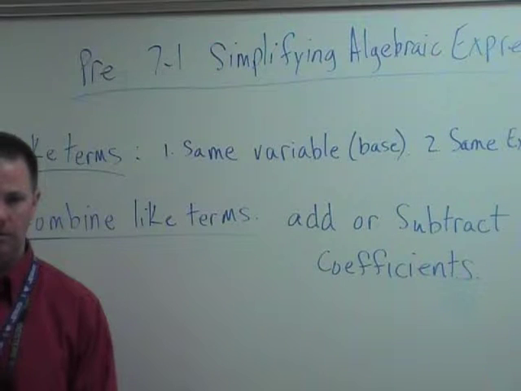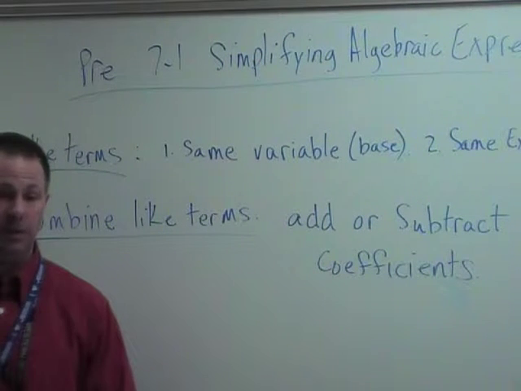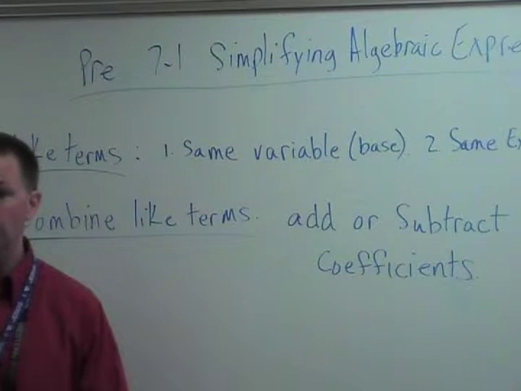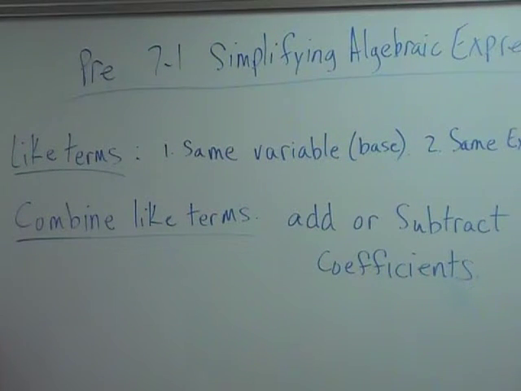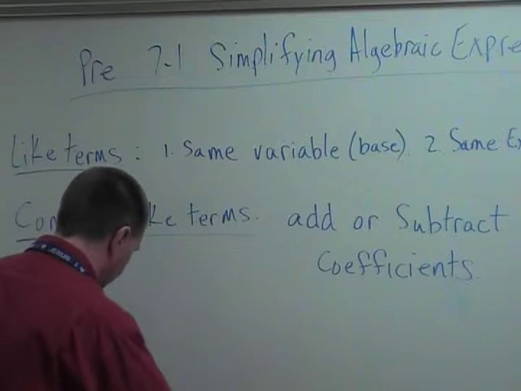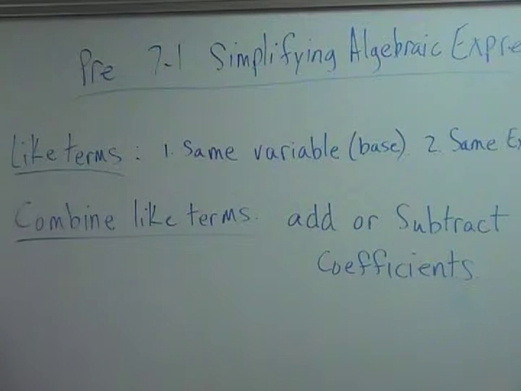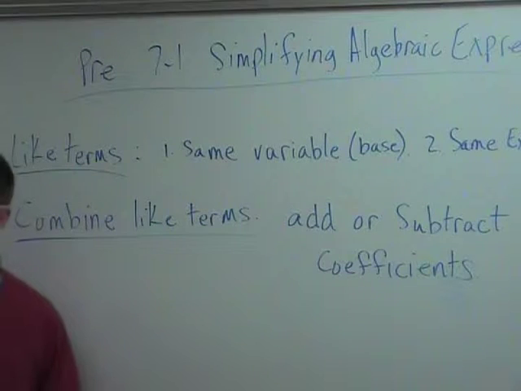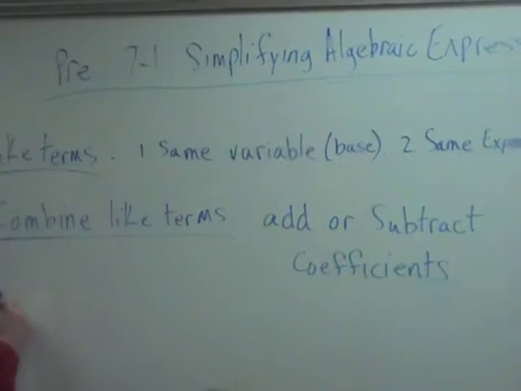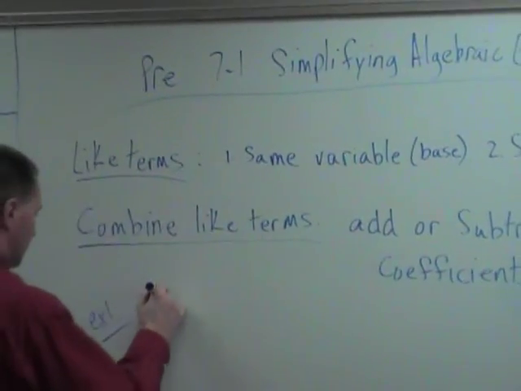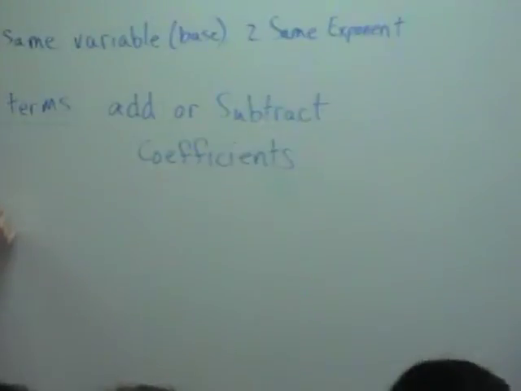Yes. The number in front of the letter. Okay, and in general, that's true. It could be other things as well, but the coefficient is the number in front of your base, whatever your base is. So I'm going to give you a whole bunch of examples here so that we can hit all the different types of problems there are. All right, so example 1 is 4x minus 2x.